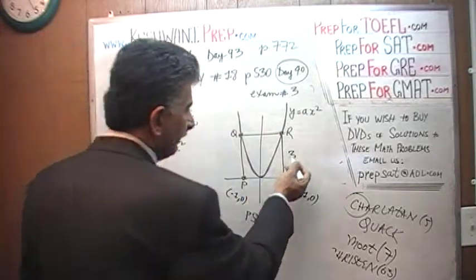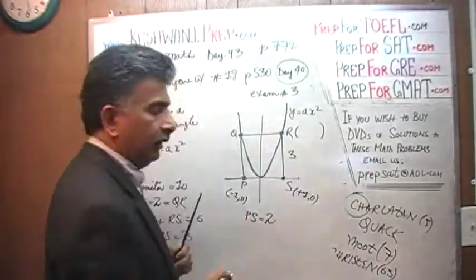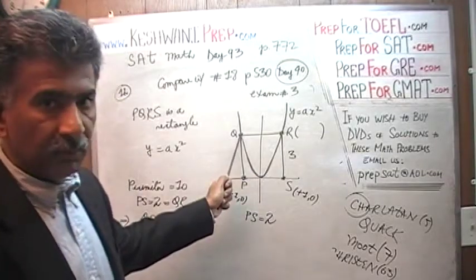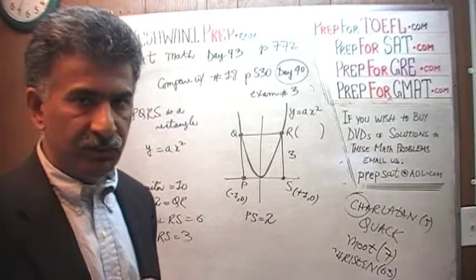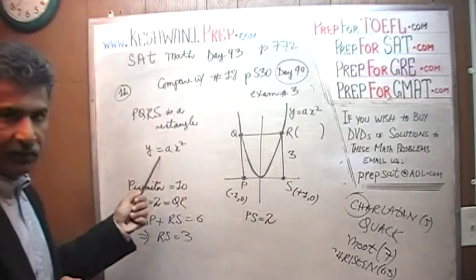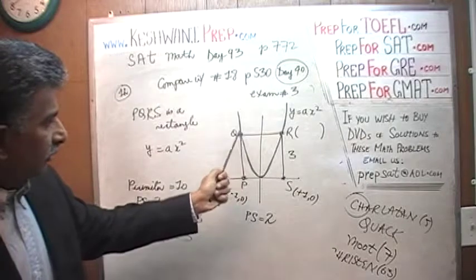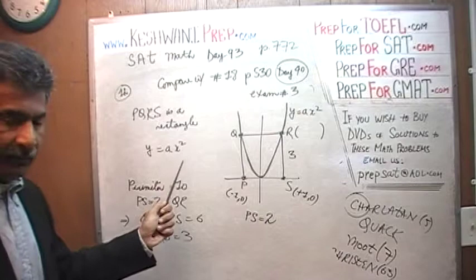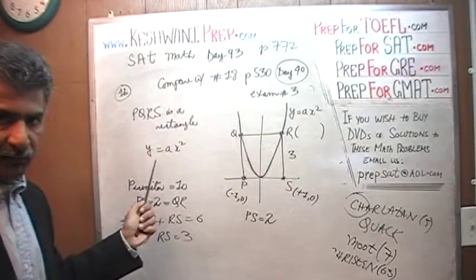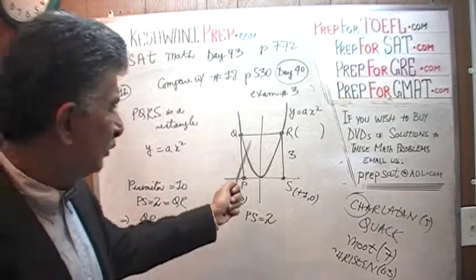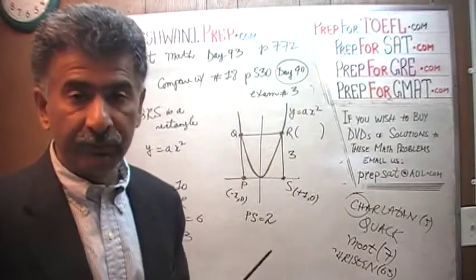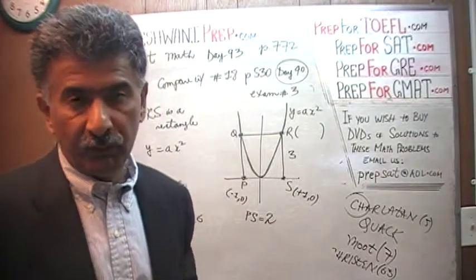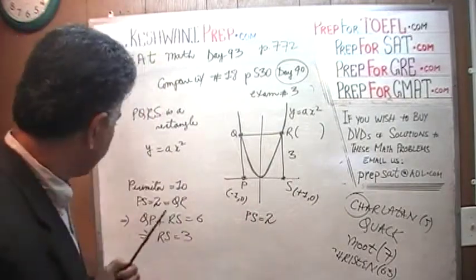So now that we know this is 3, we can figure out the coordinates of point R. We have to find either the coordinates of point R or of point Q. Once we have the coordinates of one of these two points, we can put it back in this equation, because this parabola goes through these two points. Once we substitute the coordinates of a given point in this equation, we can solve for a, which is the constant. So let's do that.